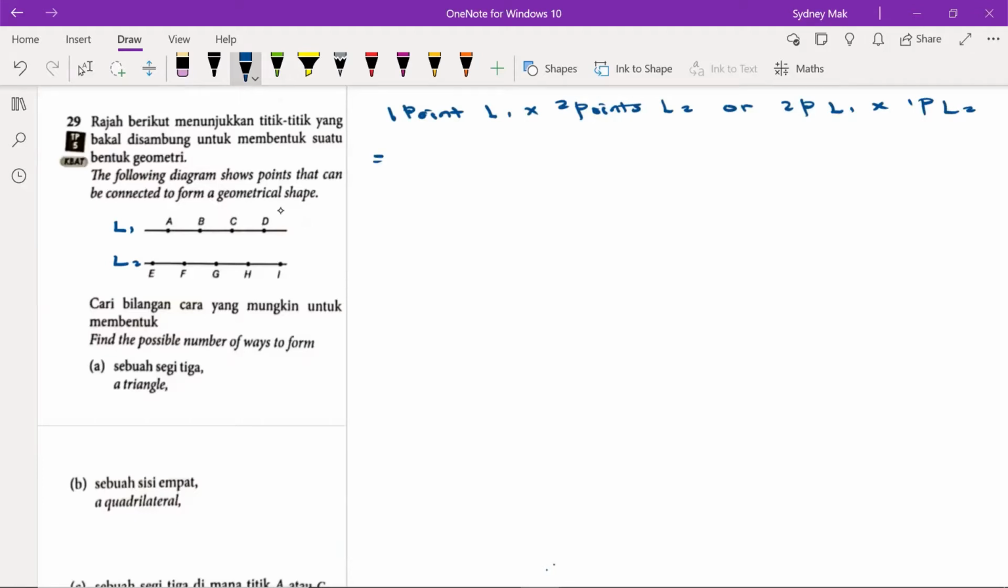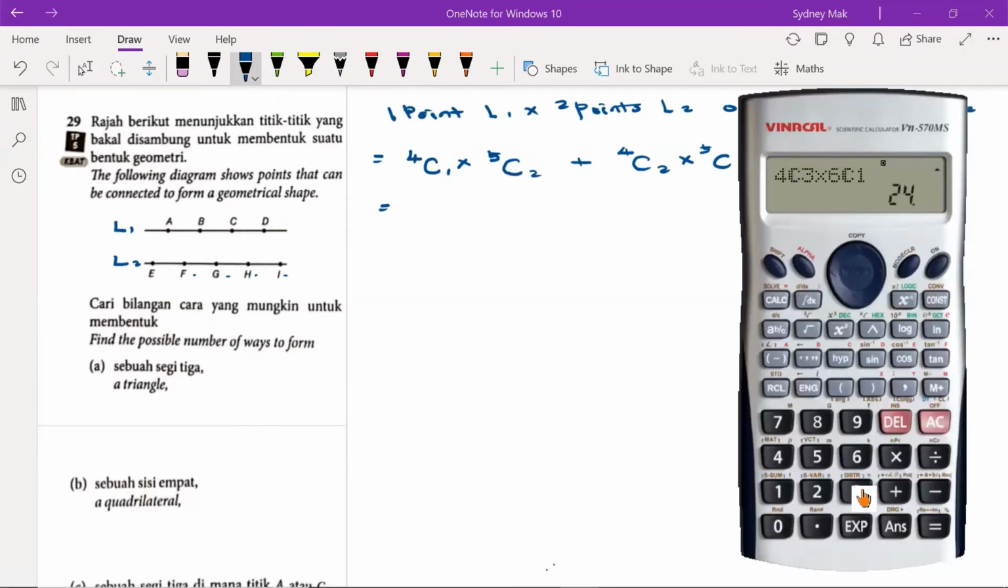If 1 point, just choose any 1 point from L1, we have 4 points to choose from. So 4 choose 1, followed by 5 points in L2, we choose any 2. Plus, from line 1, we have 4 points, we choose any 2, followed by 5 points from L2, we choose any 1. Let's put this in the calculator and find the answer.